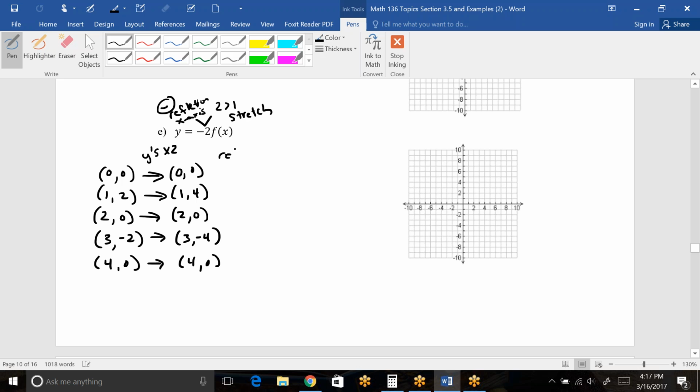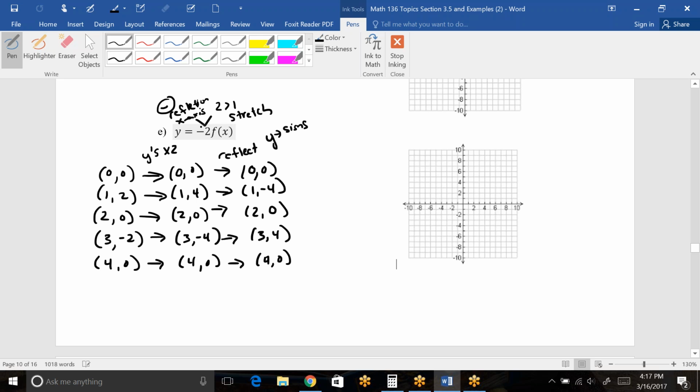Then I need to reflect, which means all of my y's are going to change signs. Okay? So that means 0, 0 is still going to be 0, 0. A 0 cannot change sign. This would, though, be 1, negative 4. This would still be a 0 for y. This, though, would be a positive 4. And this would still be a 0. So notice, both of these reflections only affected the y values because they were outside of the f of x.